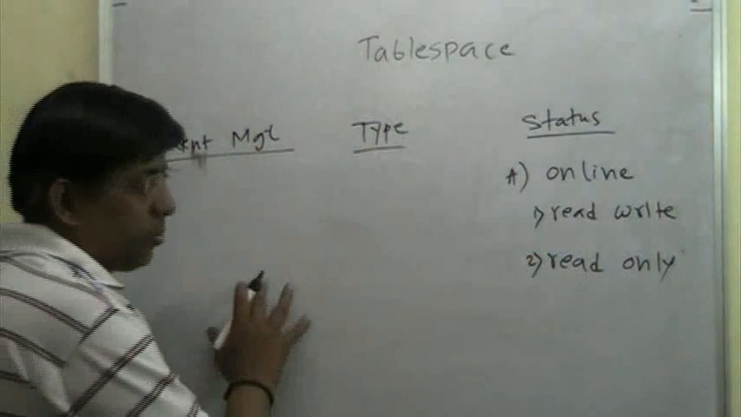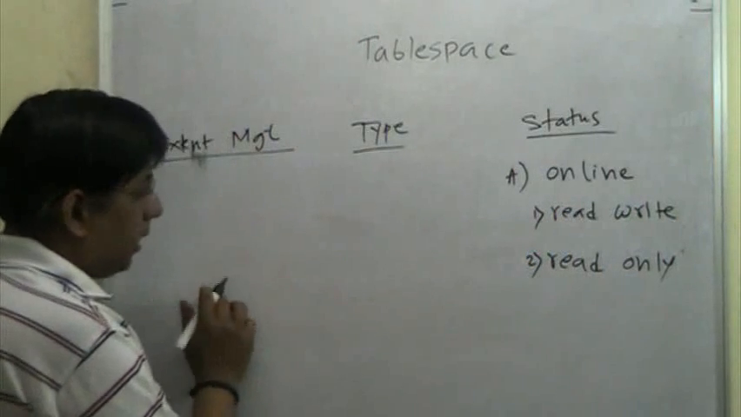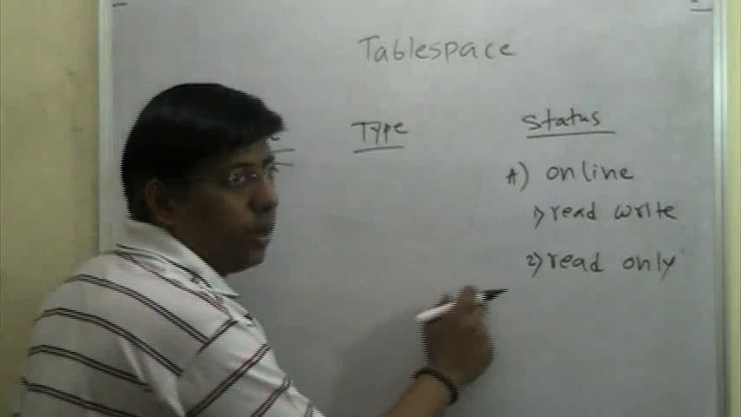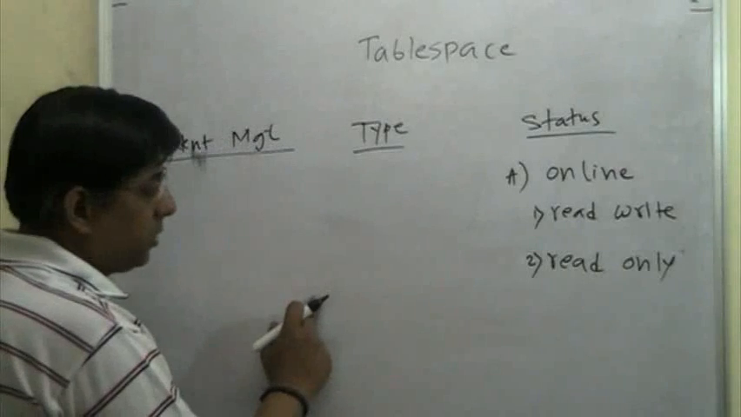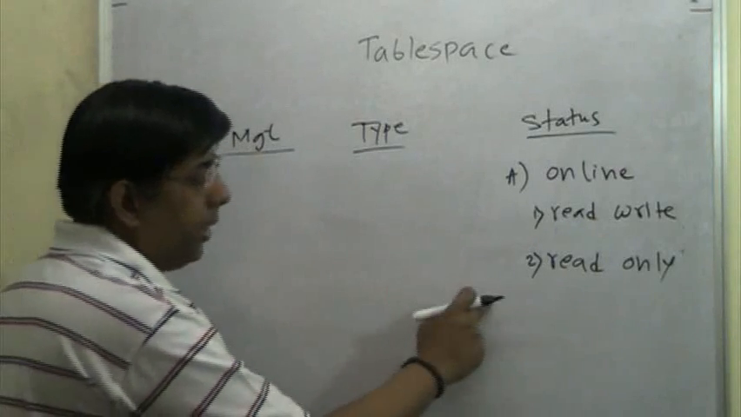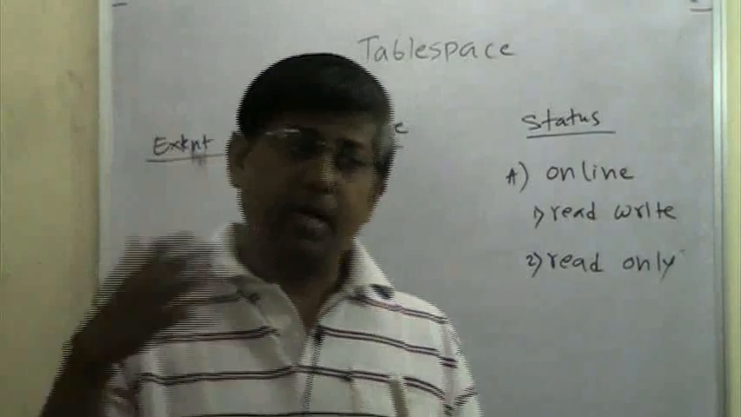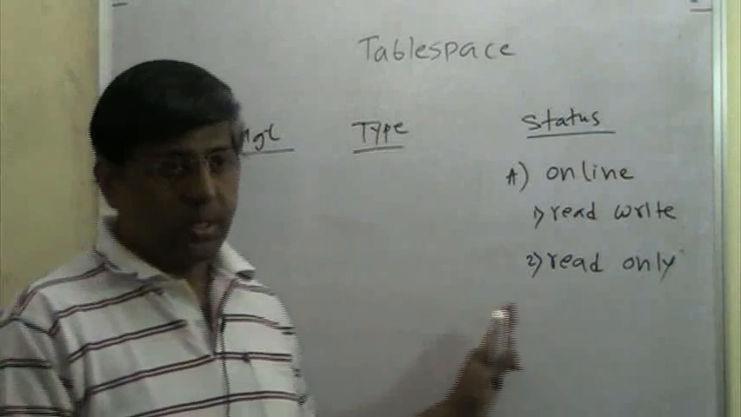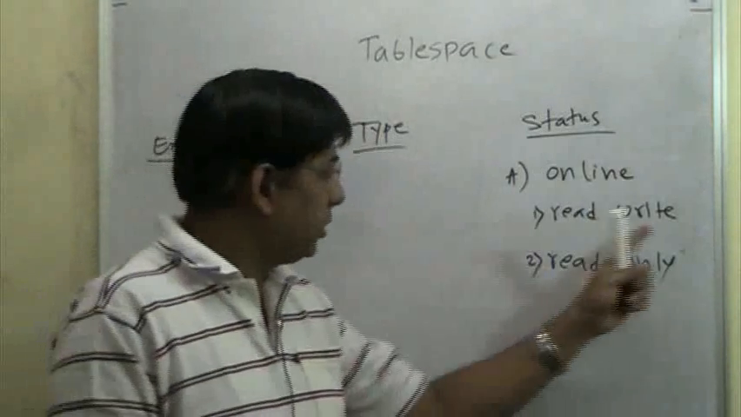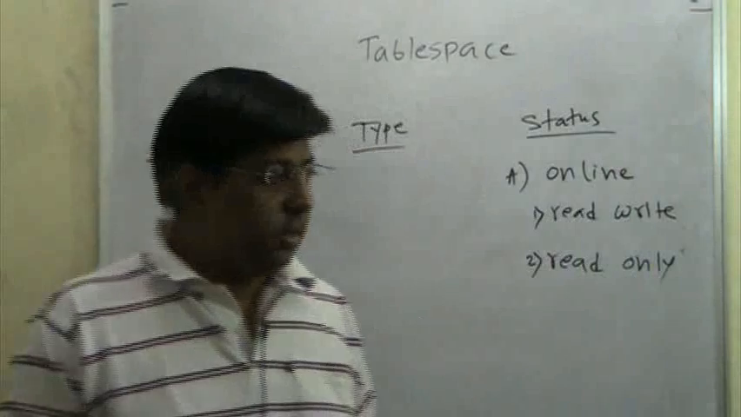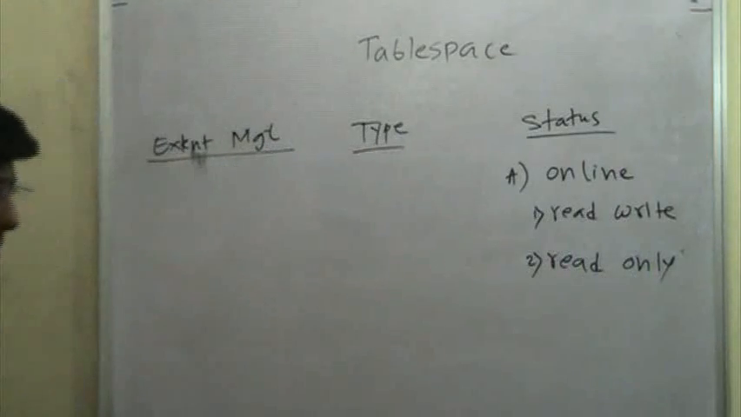So how do you put a table space in read only mode? You say again, ALTER TABLESPACE TS1 READ ONLY. And how can you change it back from read only to read write? ALTER TABLESPACE TS1 READ WRITE. So you just write these words and a semicolon. That is what the table space status is.